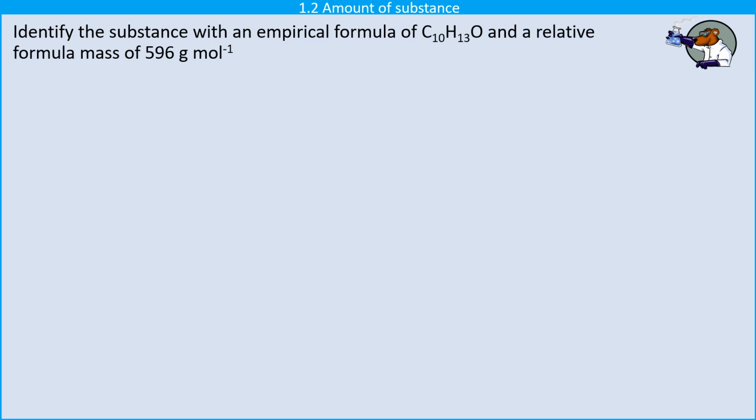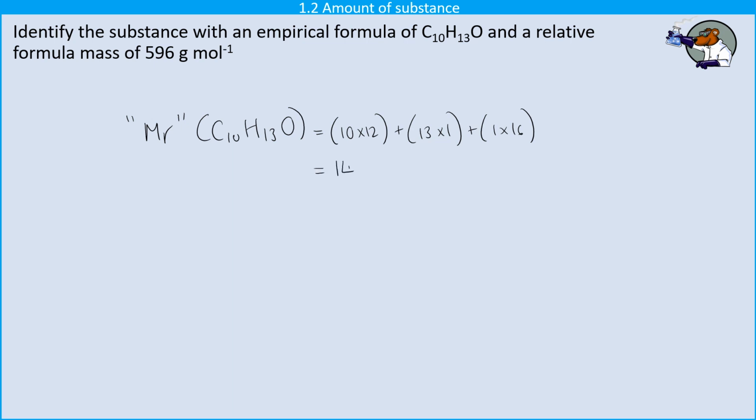myself that it is something that exists. And if it did exist, what would the relative formula mass be? So that's why I've got scare quotes around my MR, because it's not really an MR. But what you're doing is just like you would for calculating the relative formula mass of something that did exist, you're adding together the relative atomic masses of all of the atoms that are in that substance. And that gives me an answer of 149 grams per mole.